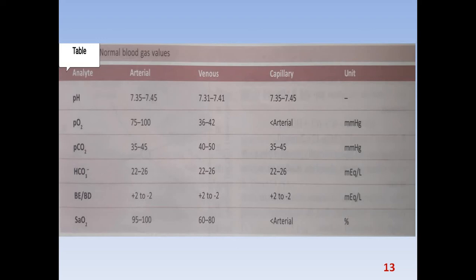Now for saturation of oxygen, normal arterial saturation is 95 to 100, and venous saturation is 60 to 80, and the capillary is a little less than arterial, and it's given in percentage. So these are the normal blood gas values which you should remember.